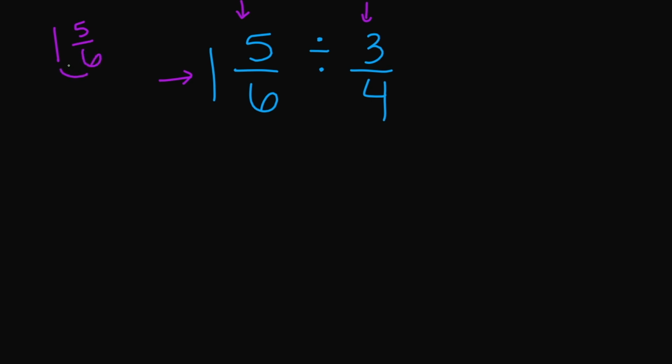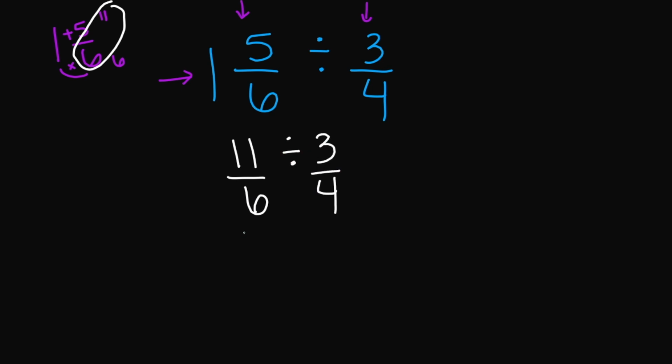1 times 6, this is going to give us 6, plus 5, this is going to turn into 11. So your improper fraction is 11 over 6. So I'm going to write 11 over 6 here. This is going to be divided by 3 over 4. So 11 over 6, this is going to stay the same.